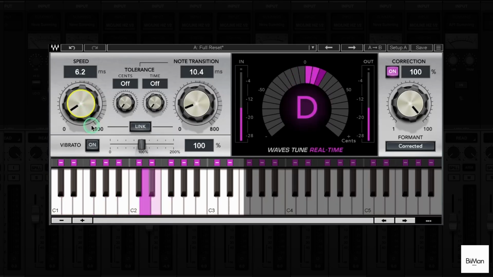Guys, let's leave it here at just 6.2 milliseconds, and just like the note transition, we are still coming back to it to fine-tune it more.